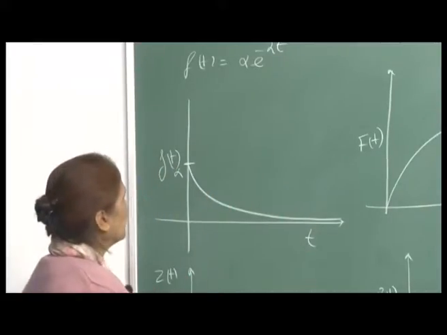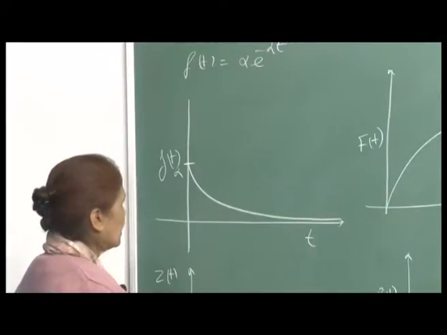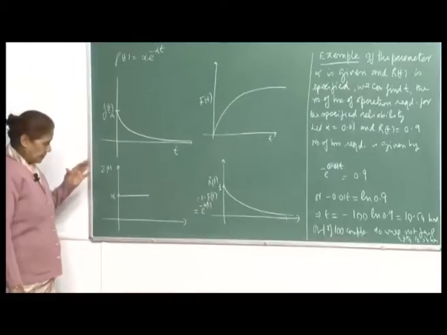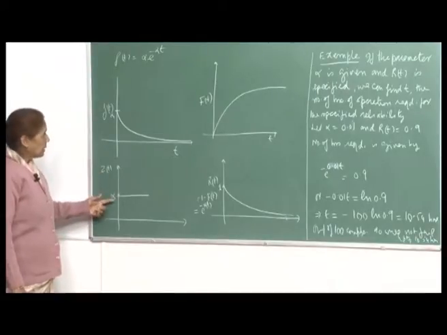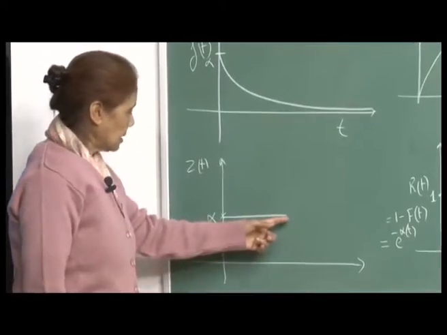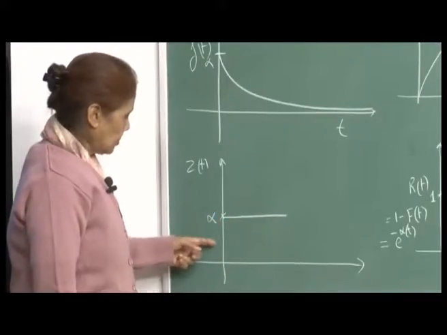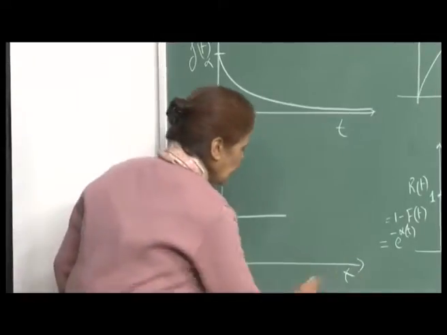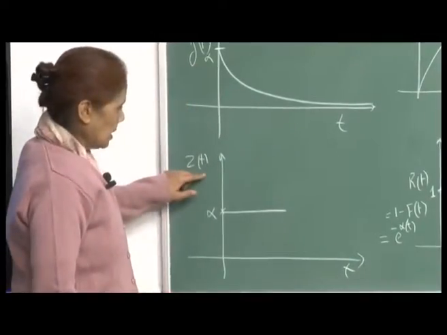As t goes to infinity, this will go to 0, and correspondingly your failure rate z(t) is alpha, which is a constant, and so it continues to be alpha for all values of t. This is your t axis, this is your z(t) axis.